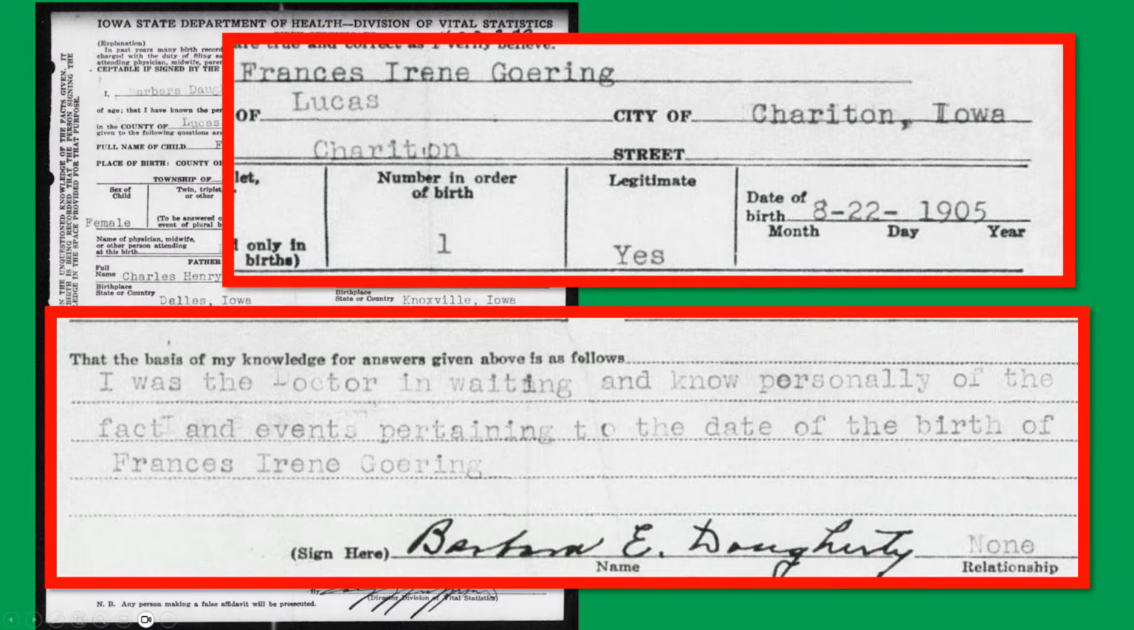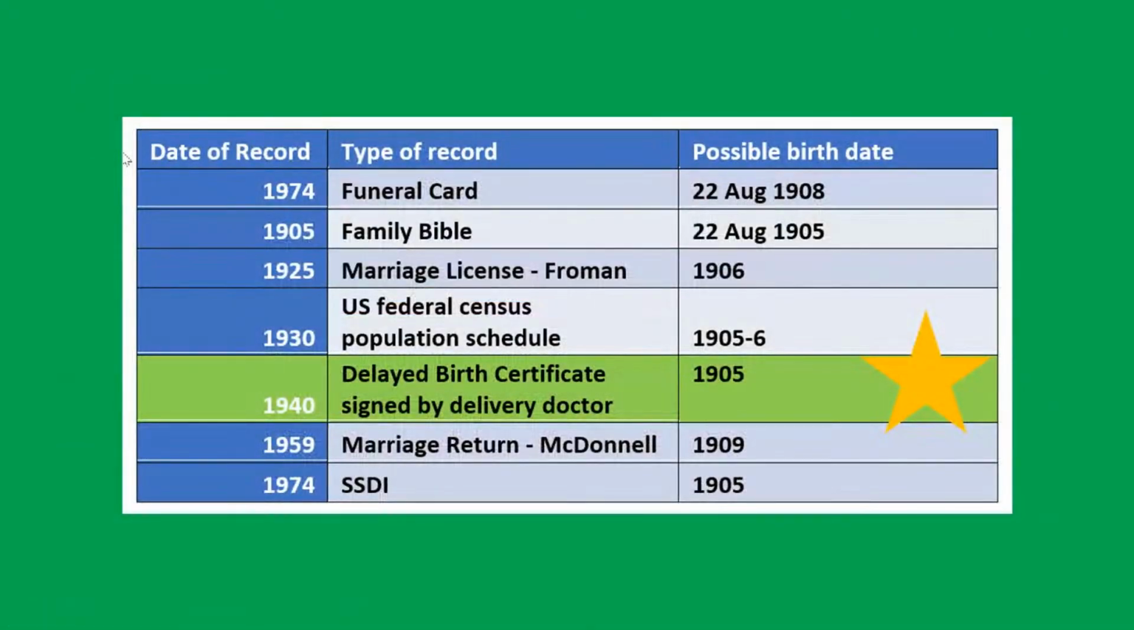So now my research outline, or my summary of research, looks like this. There's that 1959 marriage return, where she married the grandpa I knew, our step-grandpa. It was in 1940 that the delivery doctor said when she was born.